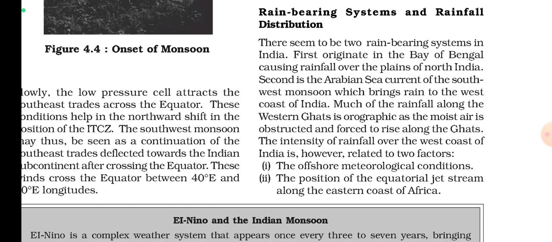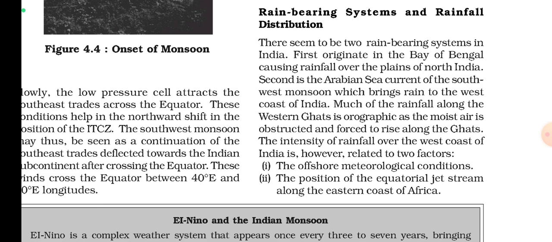There seem to be two rain-bearing systems in India. First originates in the Bay of Bengal, causing rainfall over the plains of North India. Second is the Arabian Sea current of the southwest monsoon, which brings rain to the west coast of India. Much of the rainfall along the Western Ghats is orographic, as the moist air is obstructed and forced to rise along the Ghats.